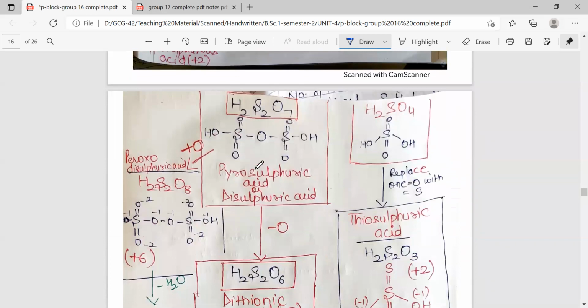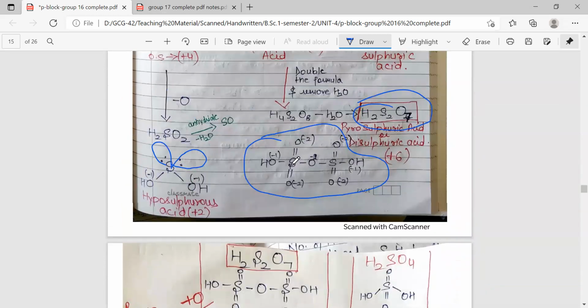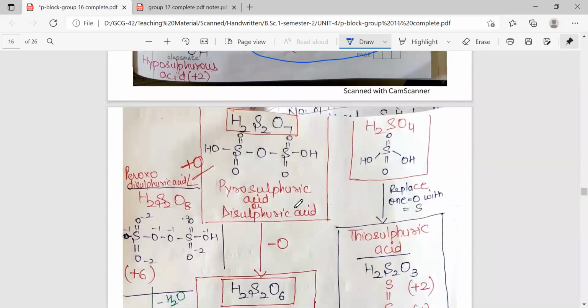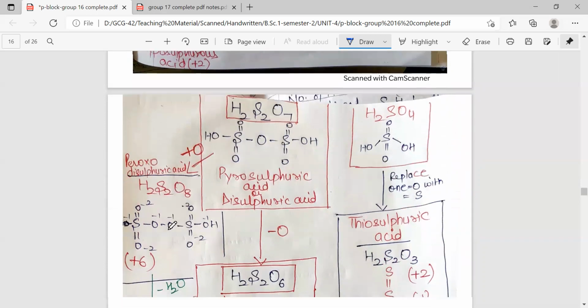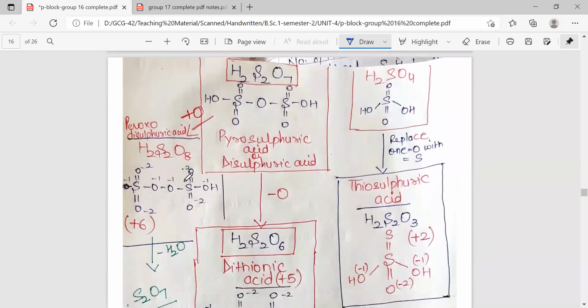Next, here we have written the same acid, pyro or disulfuric acid. Now we'll generate some other acids from this disulfuric acid. Firstly, we'll add one oxygen and get peroxodisulfuric acid. This oxygen will be added at the bridging position in the case of peroxodisulfuric acid. So this will give us peroxodisulfuric acid. We can easily get its anhydride by just removing one water molecule.